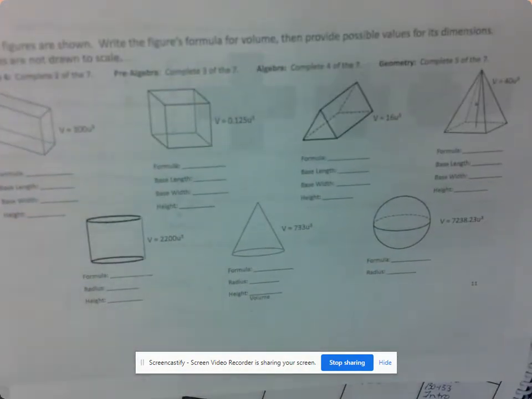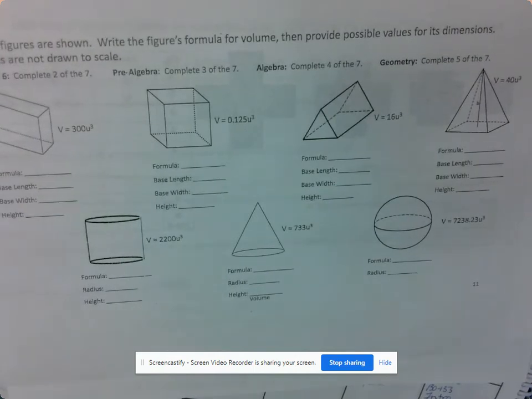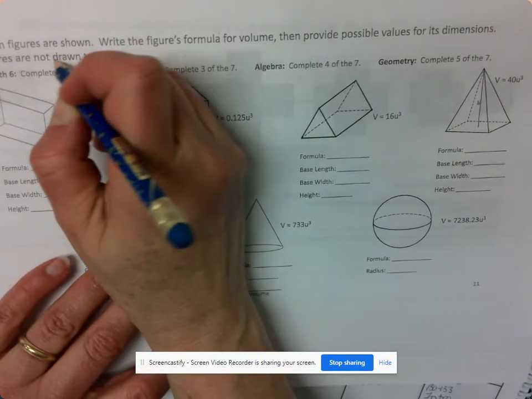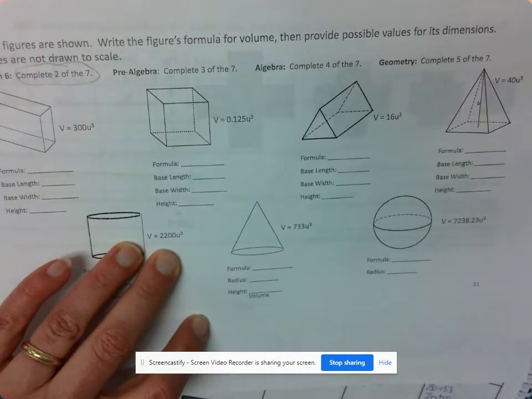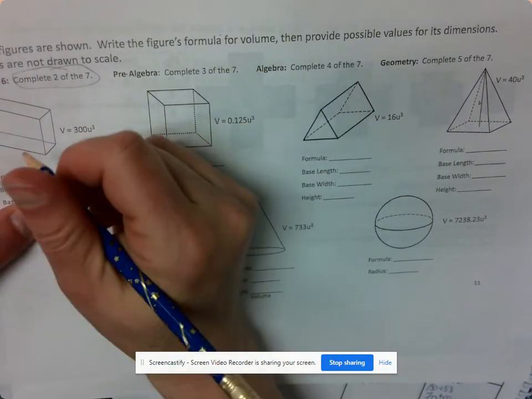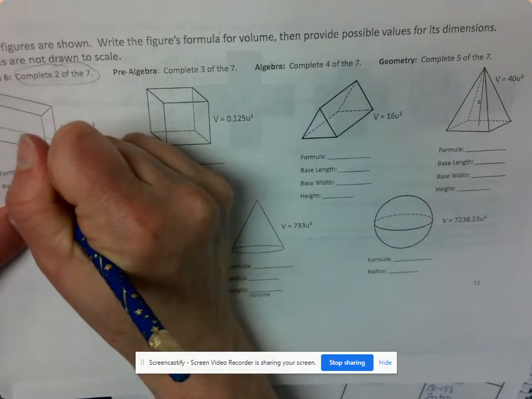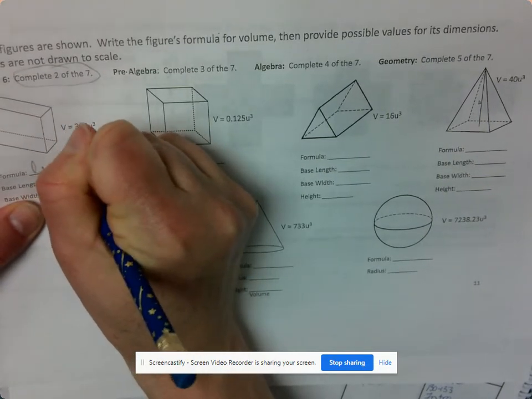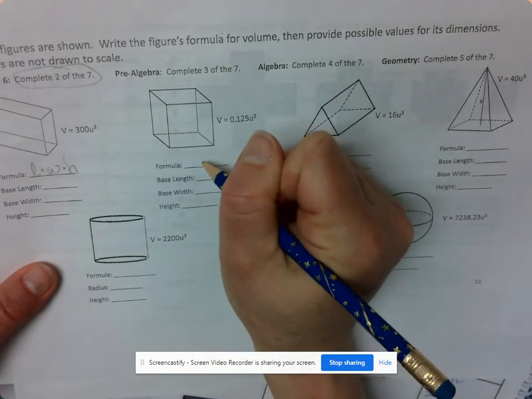All right, let's go over our formulas. You need to complete at least 2 of these. Who can tell me what the formula is for the volume of a rectangular prism? Gabby. Length times width times height. What about for a cube?